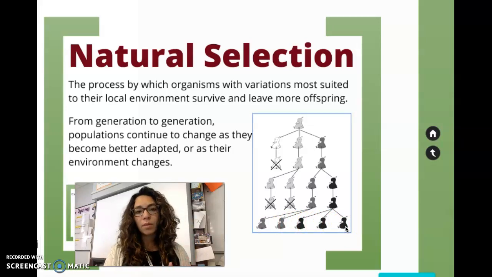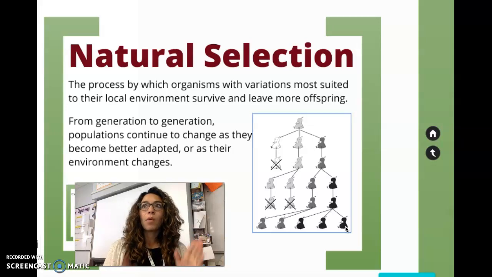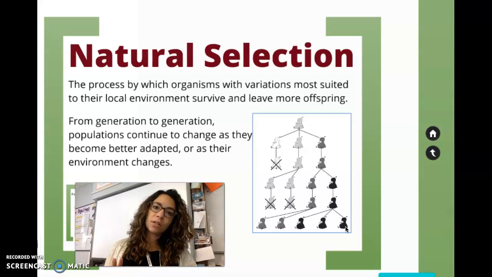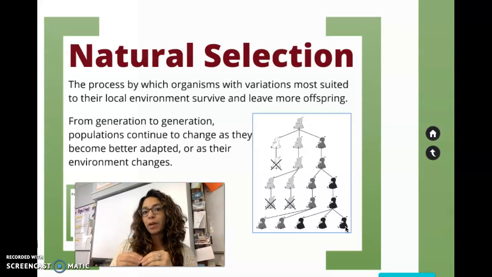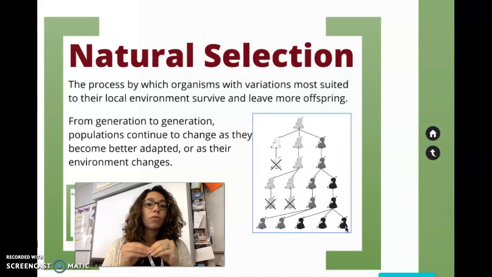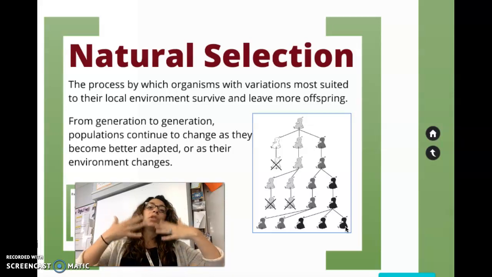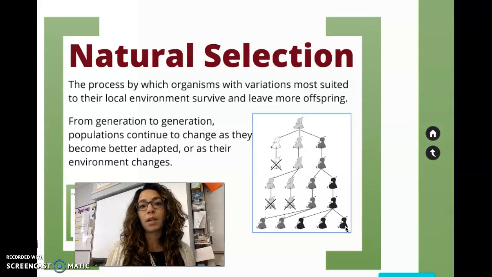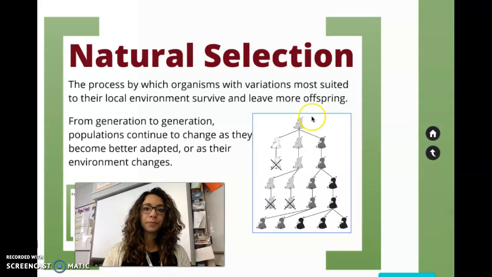One really important thing to remember with natural selection is that one individual in their lifetime doesn't change. This happens over many, many, many generations, where organisms better suited for their environment reproduce more frequently, pass on their genes more frequently, and those are the genes that become more common in the offspring.